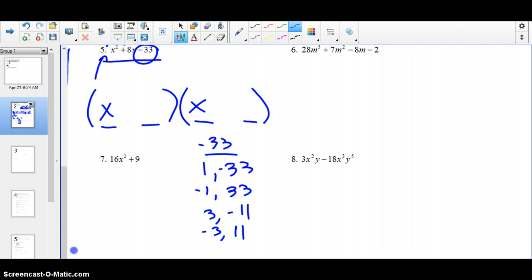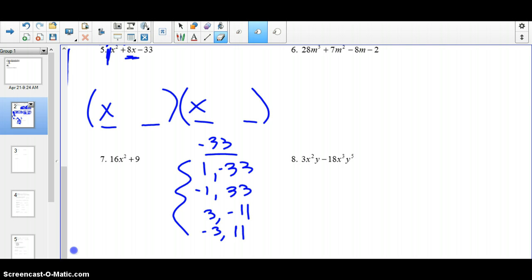So you want to find factors of negative 33, one of these 4, that adds to be positive 8, because your middle term is this positive 8. So anytime your coefficient on a trinomial here is 1, all you have to do is list the factors out of the last term, figure out which one of them adds to the middle term. And that's going to give me this guy right here, negative 3 and positive 11.